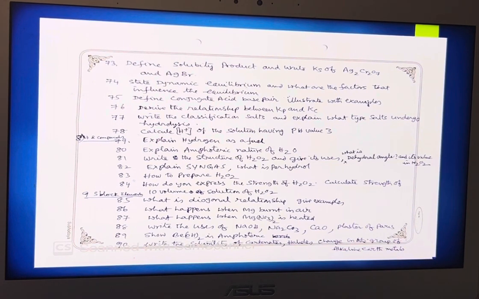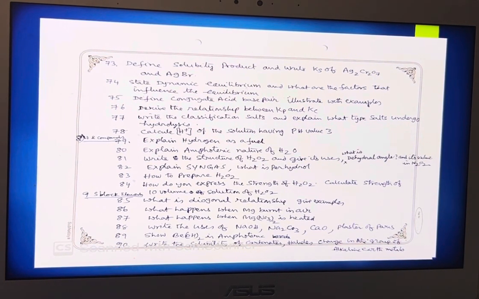Write the solubility of carbonates and halides, and their change in the group of alkaline earth metals. How the solubility of carbonates varies from beryllium to strontium. Similarly, halides solubility also you have to express, you have to write.